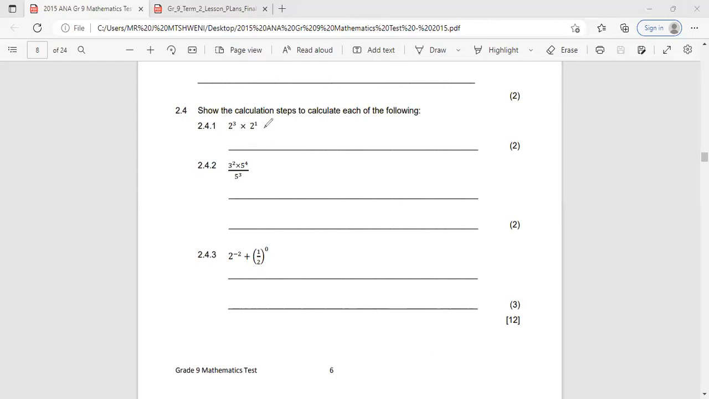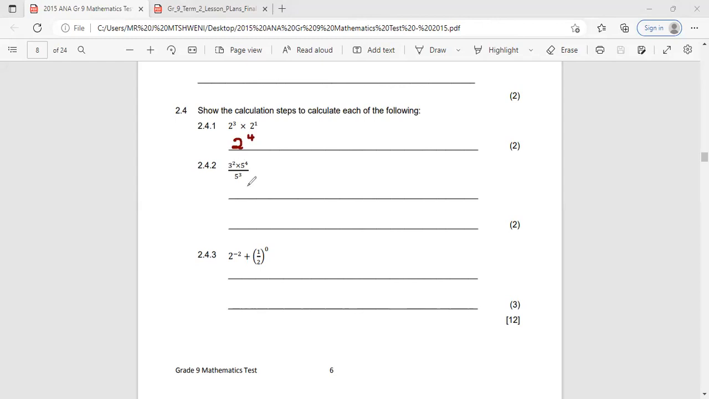Let's continue. I'm multiplying now. 2 to exponent 3 multiplied by 2 to exponent 1. Multiply powers of the same base. What do we do? We add the exponents. So we take 2, 3 plus 1, we get 4. Remember, I said we add the exponents.